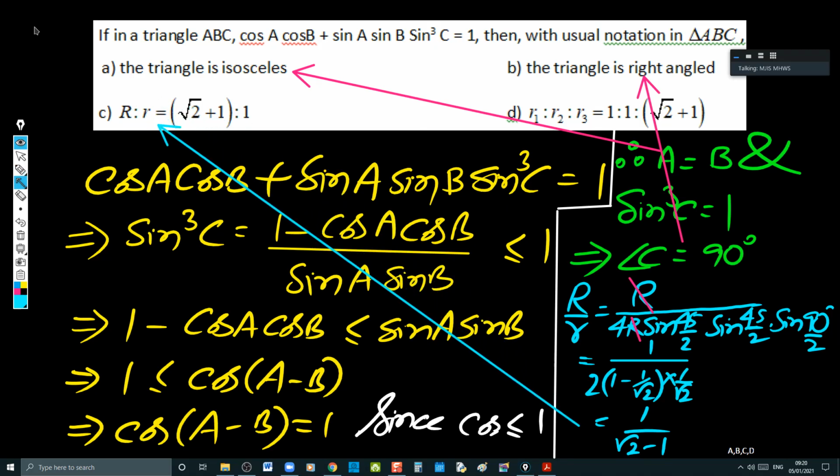Do you remember the formula, please? It says cos A plus cos B plus cos C is equal to 1 plus small r by capital R. I gave that formula already. Similarly, R1 is to R2 is to R3 also you can find out, because all the angles are known to us. You can find out R1, R2, R3 in terms of capital R and you can check it out. R1 is 4R sin A by 2, cos B by 2, cos C by 2. R2 is 4R cos A by 2, sin B by 2, cos C by 2. R3 is 4R cos A by 2, cos B by 2, sin C by 2. You know all the angles. You can find it out. Check it, please.